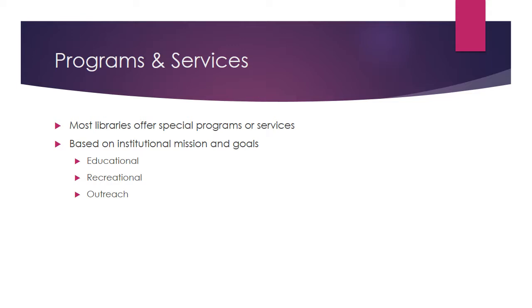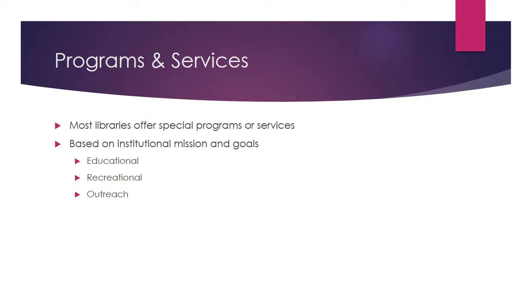These are usually based on institutional missions and goals, and they can be different depending on the different types of libraries. So let's say in a university library there might be more emphasis on, say, instructional services, for instance. Public libraries would certainly have more children's programs than a university library would. So a lot of that will depend on the type of library that you're in.